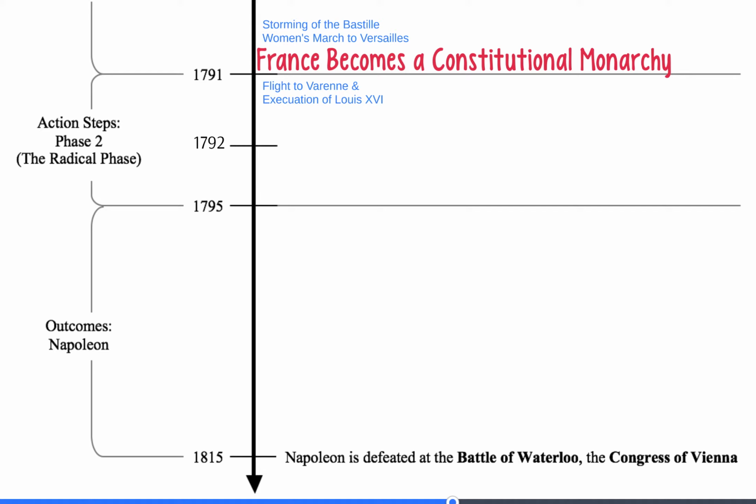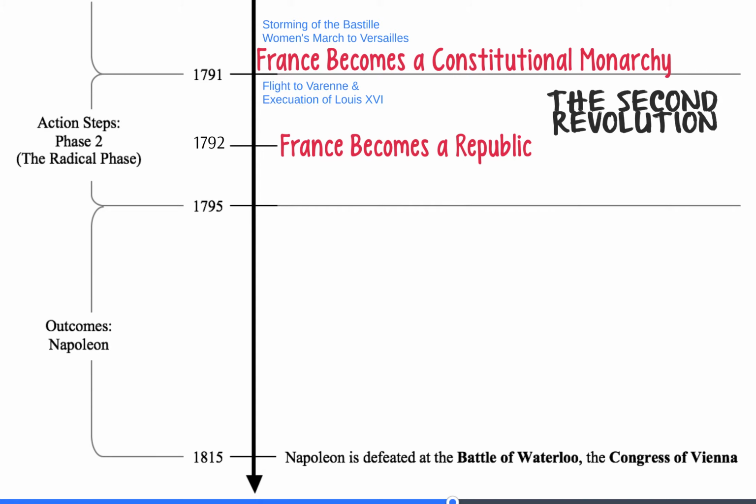His flight to Varennes, his attempt to flee France and raise an army from abroad to retake total control, results in his capture and his execution. And without a king anymore, France simply declares itself a republic. So once again, we see a form of government replacing an older form of government, and we very quickly have a second revolution. And this becomes the radical phase.